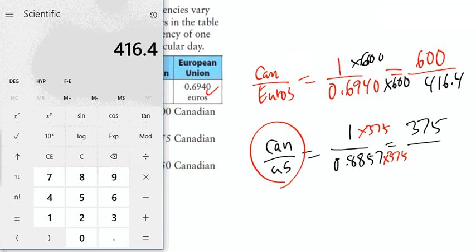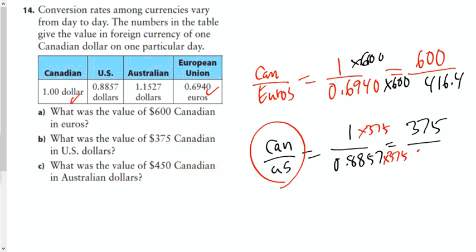I'm lost. So if I take the rate of this U.S. dollar and multiply it by the 375, I get 332.1375, which is approximately $332.14 U.S. So if I took $375 into the bank and said I'd like to buy some U.S. currency, and they gave you this rate of exchange, they would then give you $332.14 U.S. for your 375 Canadian.